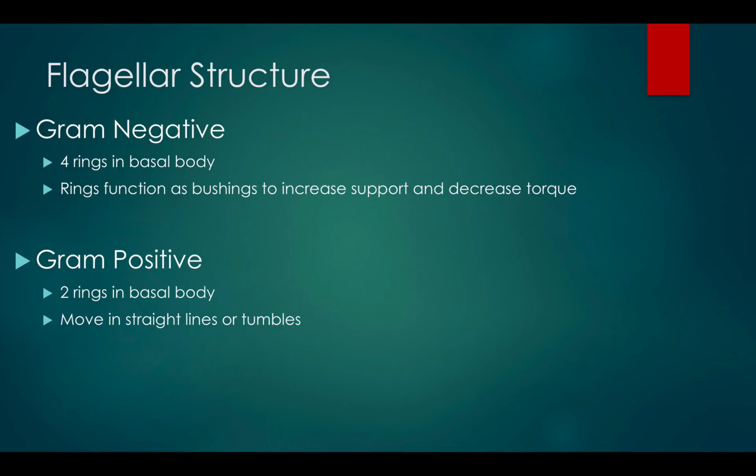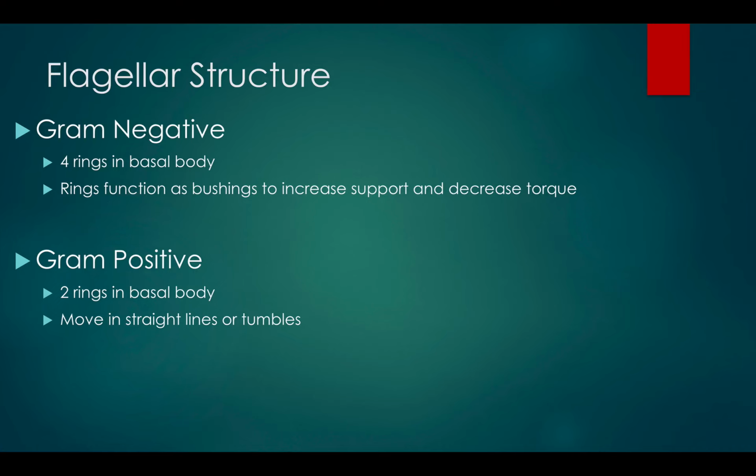Now moving on to the flagellar structure of a gram-negative and gram-positive. So in the gram-negative, it has 4 rings in the basal body, and these rings function as bushings to increase support and decrease torque. And the reason for this is that in gram-negatives, when you have the flagella going into the cell wall, remember it's going into a very thin peptidoglycan layer, in addition to a periplasmic space. So that's offering very weak support to the flagella. So it has additional rings so it can anchor the flagella and provide more support so it can prevent destruction in the cell wall.